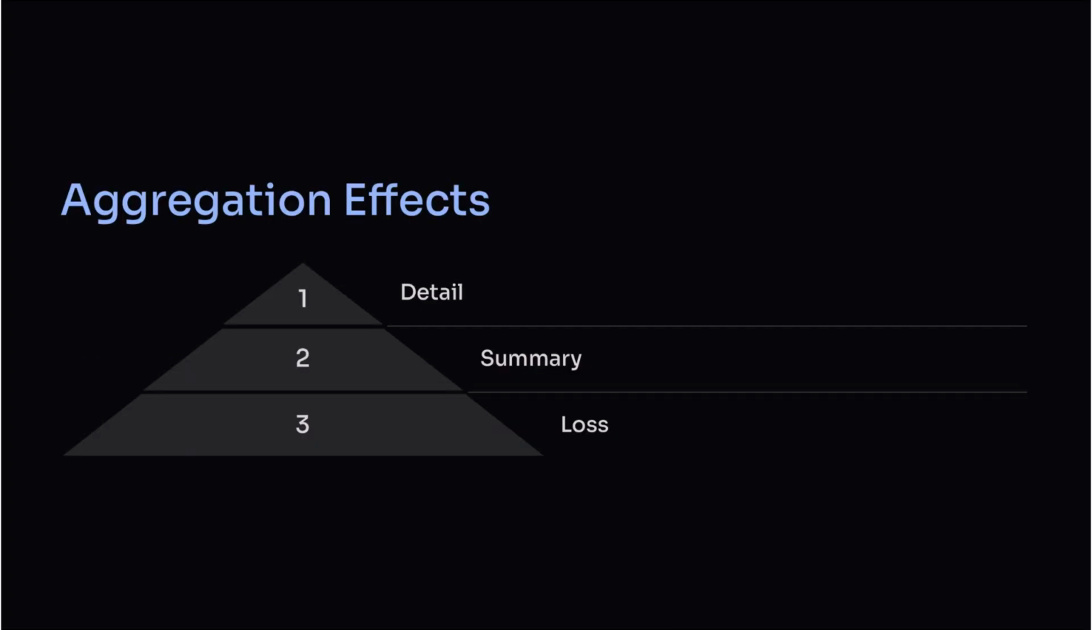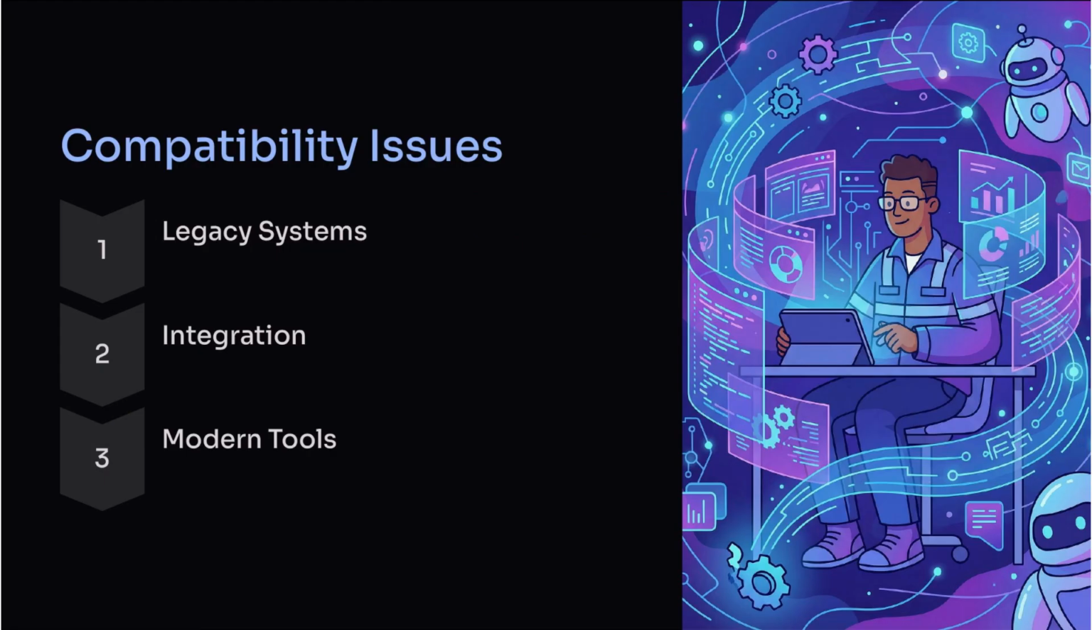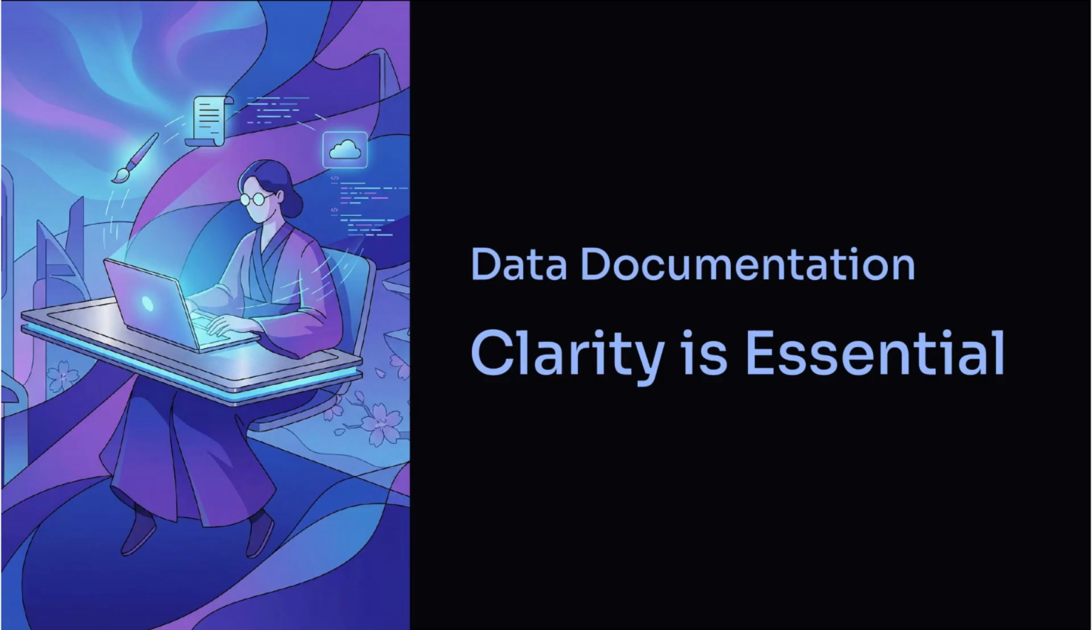Data formats evolve over time. Schema changes can break pipelines if not managed carefully. Compatibility across systems is a practical challenge when integrating heterogeneous data sources. Clear documentation helps teams understand what data represents and how it should be used. Data catalogs support discovery, governance, and reuse across organizations.